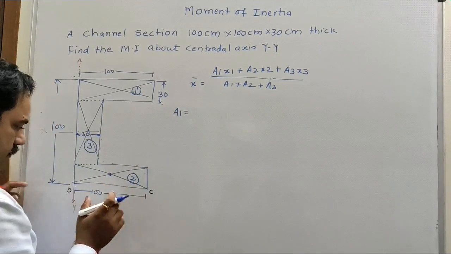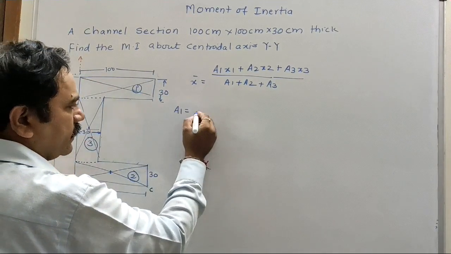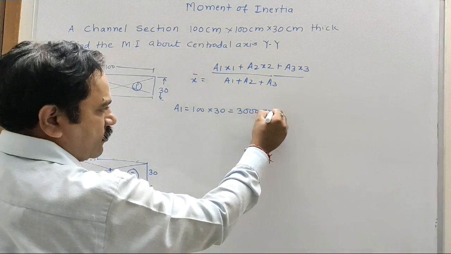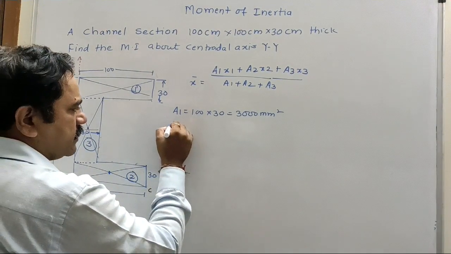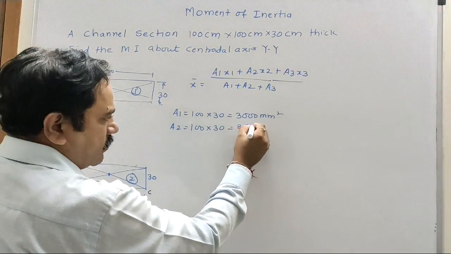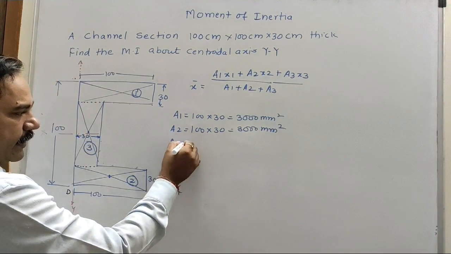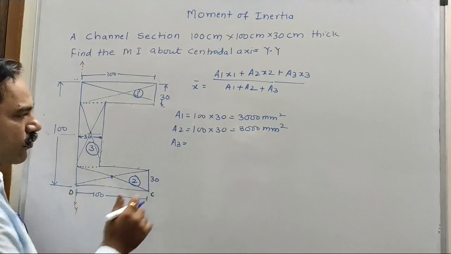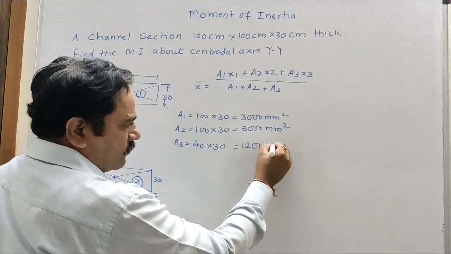First the areas. Area A1: the dimensions are 100 by 30, so area 1 is 100 by 30, and that is 3000 mm square. Similarly, this second rectangle also has 100 by 30 dimensions, so A2 also has an area of 3000 mm square. Now for the third rectangle, its dimensions are 40 by 30. So 40 into 30 is 1200 mm square.